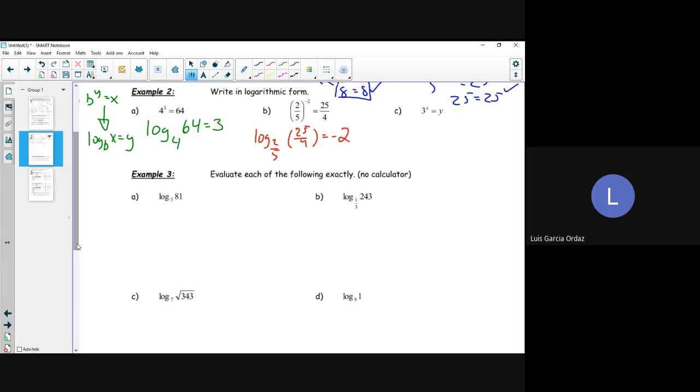And last but not least, we have 3 to the x is equal to y. How can we change this from exponential form into logarithmic form? So we have log base 3 of y is equal to x. So is it easy to change it from exponential to log and from log to exponential?